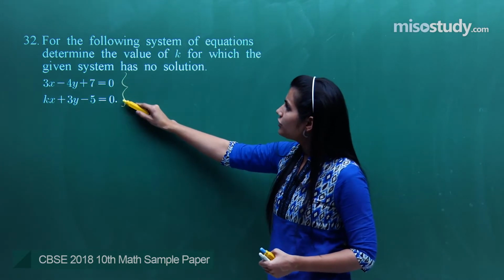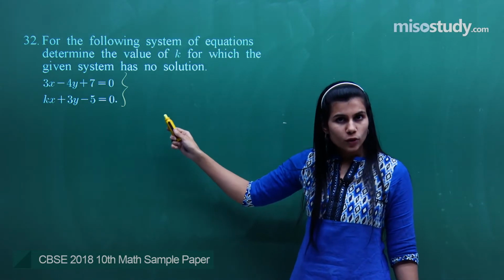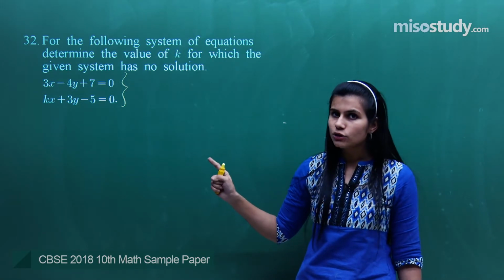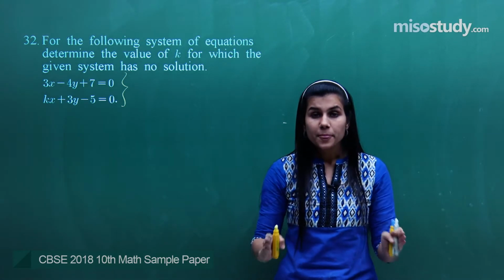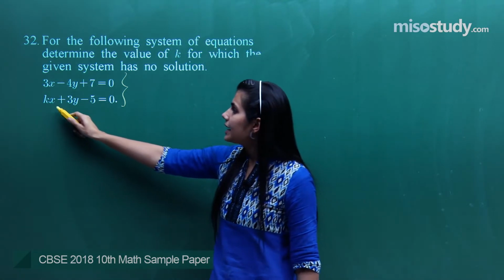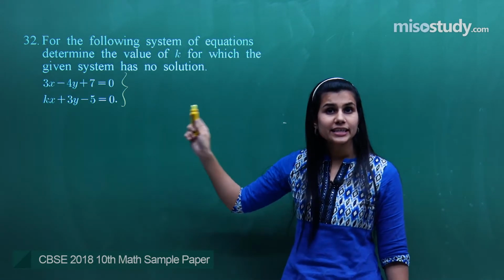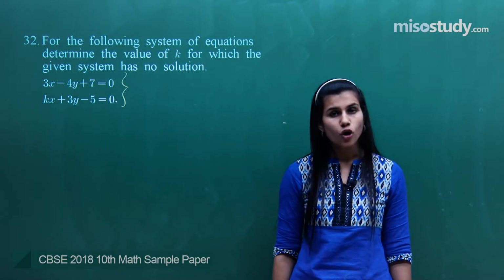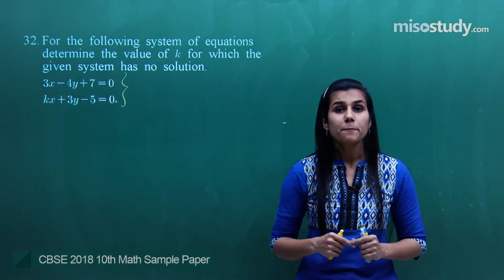Now, these two equations are representing two lines. When I am saying that for this simultaneous system of two linear equations there is no solution present, that means they do not intersect anywhere. They are parallel lines. I want such a value of k such that when I incorporate that value over here, this system of simultaneous two linear equations comes out to be an inconsistent system of equations. That means there is no solution. That means these two lines are parallel lines.